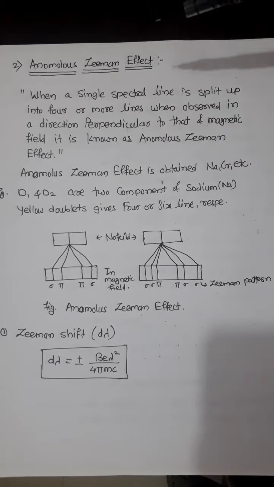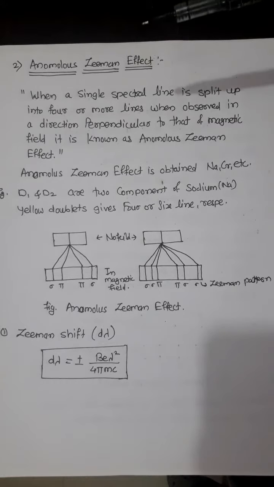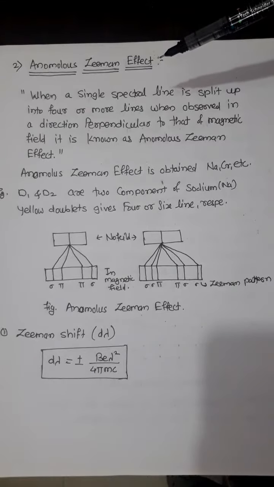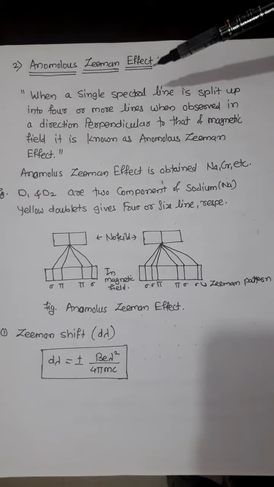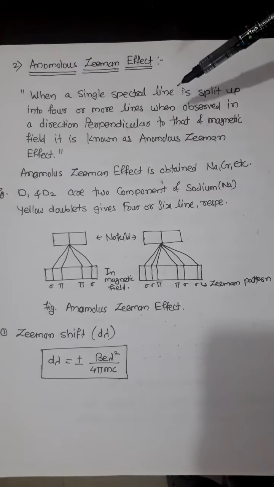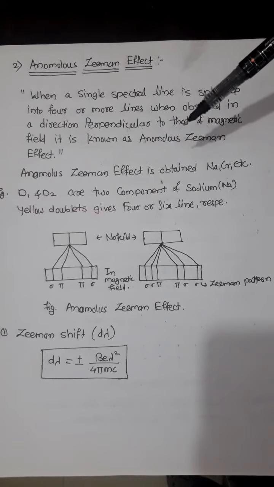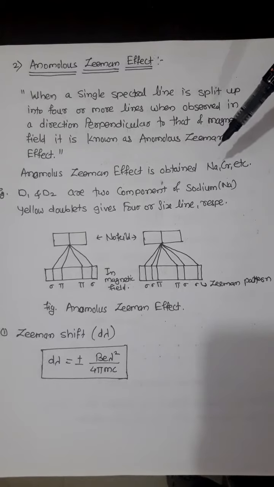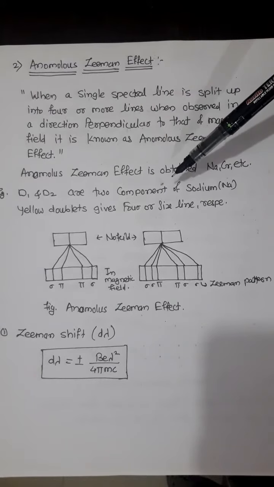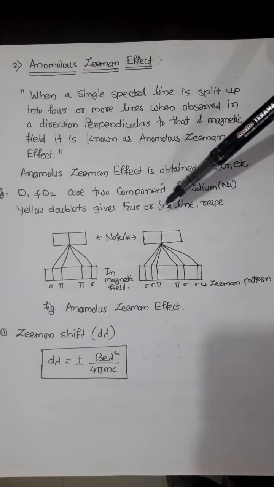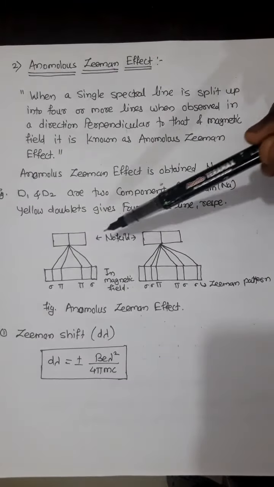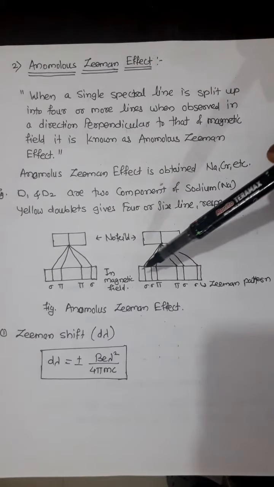The difference between normal and anomalous Zeeman effect is that in normal there are three spectral lines, the splitting of the spectral line is into three components, and in anomalous Zeeman effect the spectral line can be split into four or more components. Anomalous Zeeman effect is obtained from Na, sodium, and Cr. Take the example of D1 and D2, the two components of the sodium yellow doublet, which give 4 and 6 lines respectively. This figure shows the anomalous Zeeman effect.